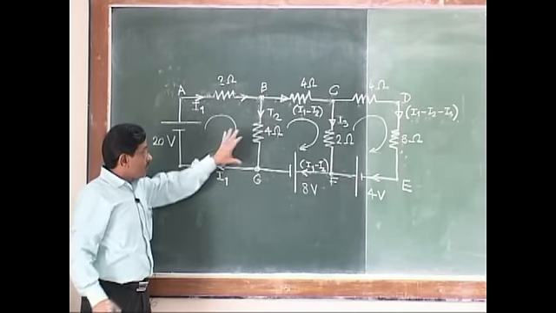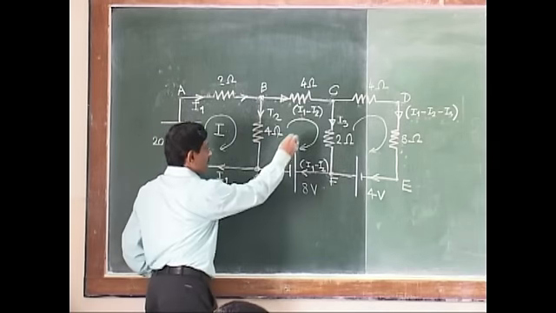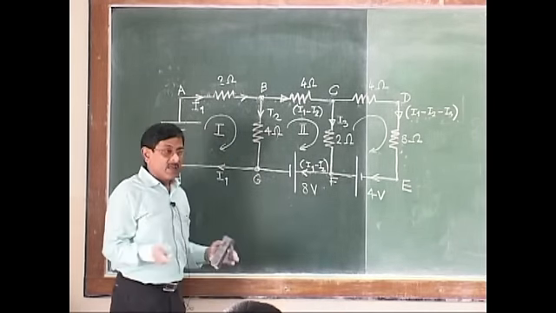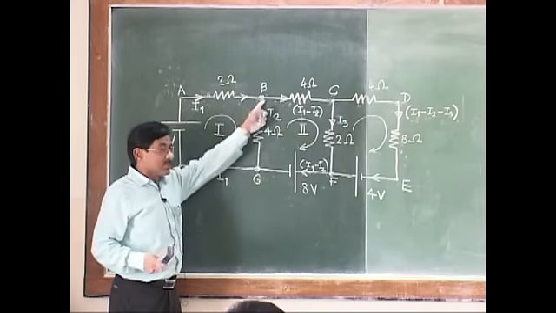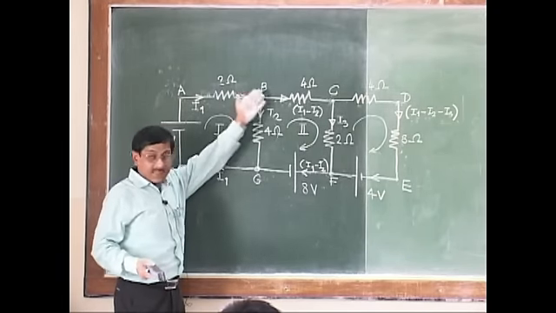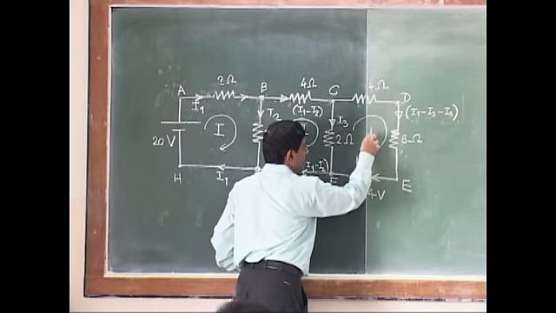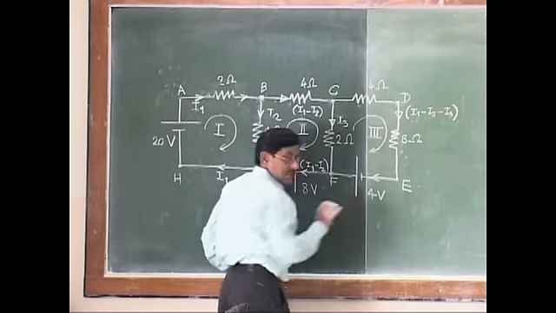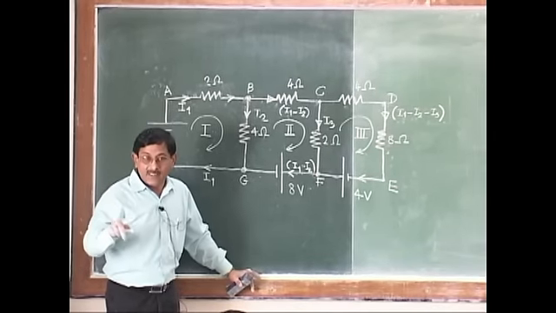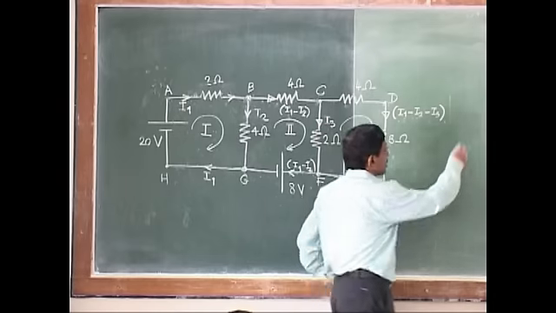Okay? So we call this loop as loop 1. We call this as loop 2. You may or may not give these names, because you can identify the loops with these names also: A, B, G, H, A. So either say loop 1 or I will say loop A, B, G, H, A. And this we call as loop 3. Your next job is now to implement Kirchhoff's second law. What is the second law? Consider all voltage drops and voltage rises. So I will just write it here.